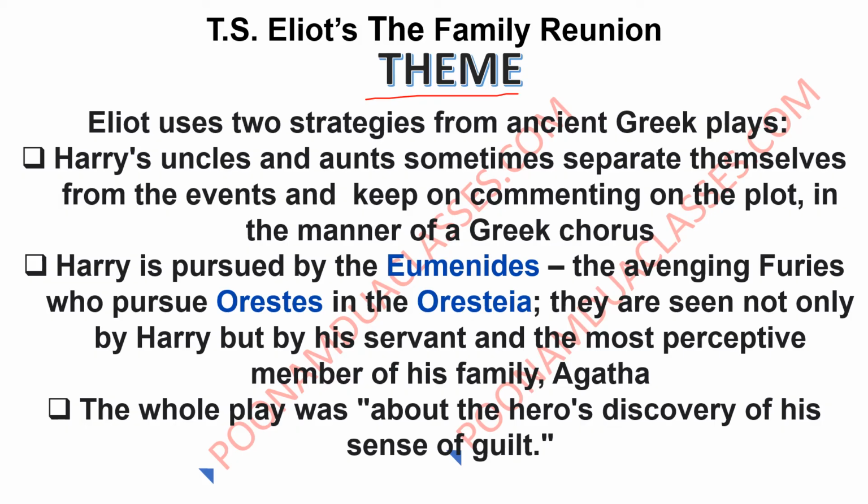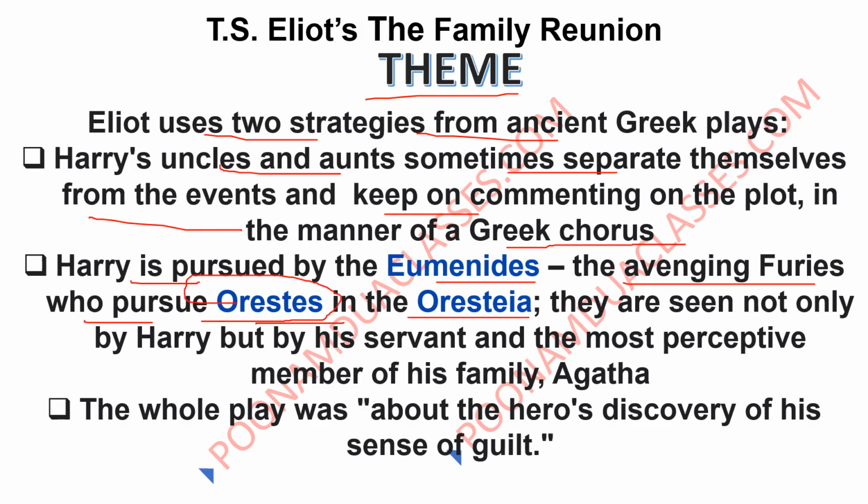Let us go for the theme. Eliot uses two strategies from ancient Greek plays. Harry's uncles and aunts sometimes separate themselves from the events and keep on commenting. जिस तरीके से पुराने Greek plays में chorus comment किया करते थे. Harry is pursued by Eumenides, that is Furies, the avenging Furies, who pursue Orestes in the Orestia, the famous ancient play Orestia. उसमें Orestes को pursue करती हैं Furies, and they are seen not only by Harry but by his servant and the most perceptive member of the family, Agatha.